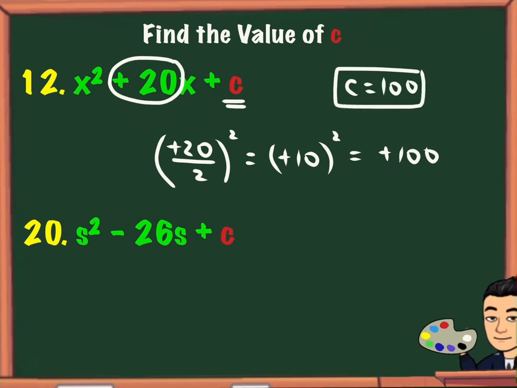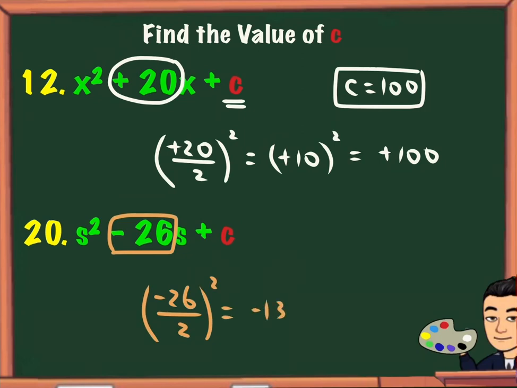For number 20, you want to use the b value, which is negative 26. You divide it by 2, and then you square it. So that's going to be negative 13, and you square it, which equals positive 169. So c is going to equal 169.